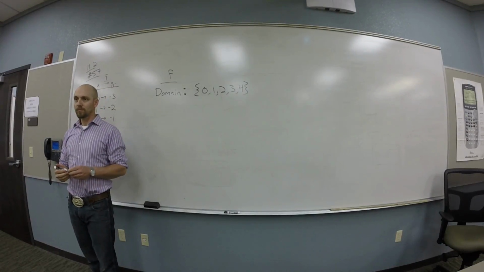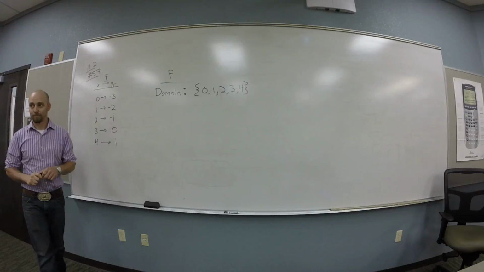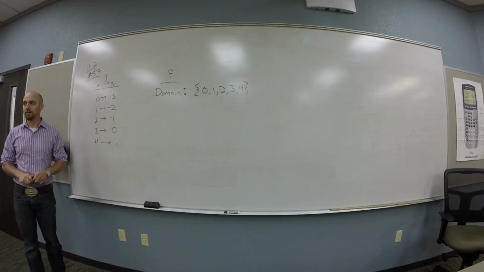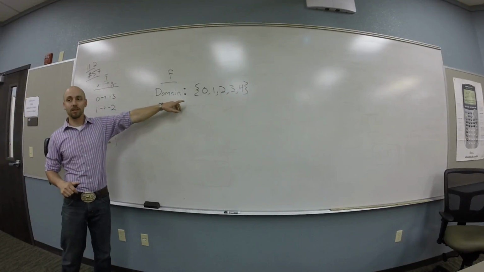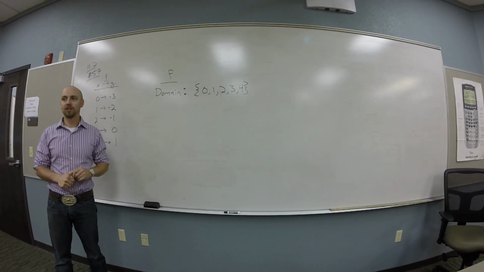You guys see that? Where does f take 7? I don't know. It's not in the table, right? That's exactly why 7 isn't in the domain. That's why a half isn't in the domain and square root of 2 isn't in the domain, right?